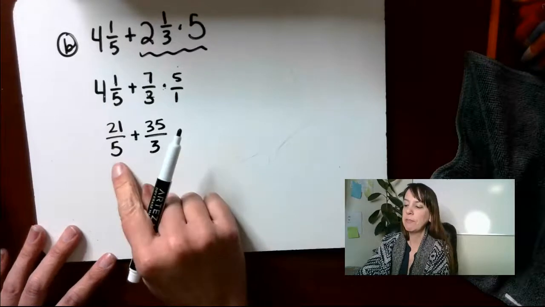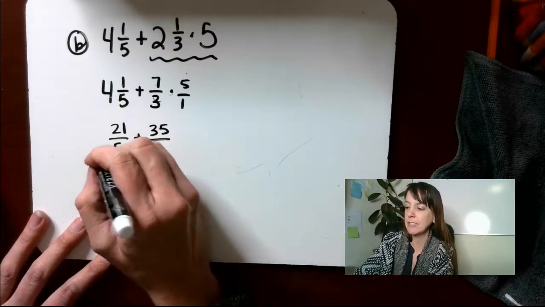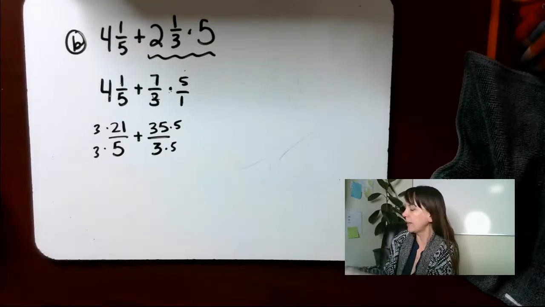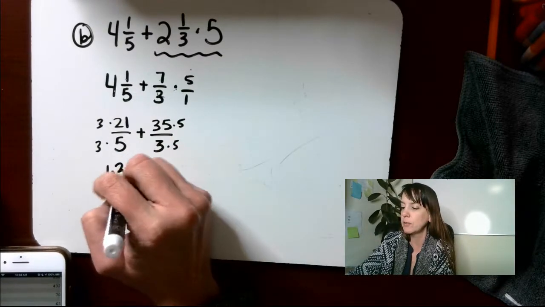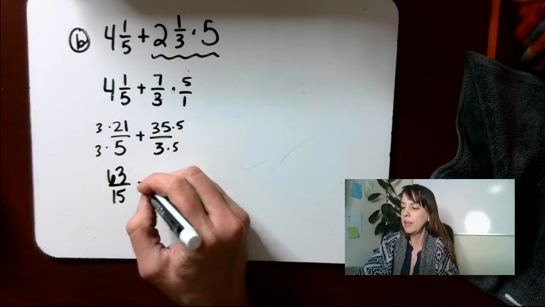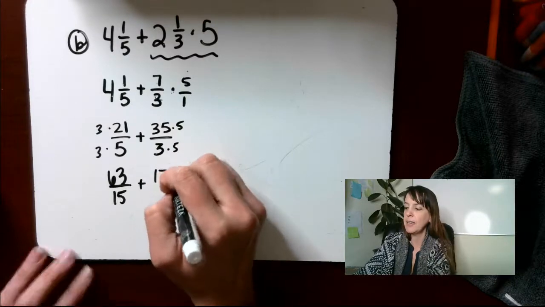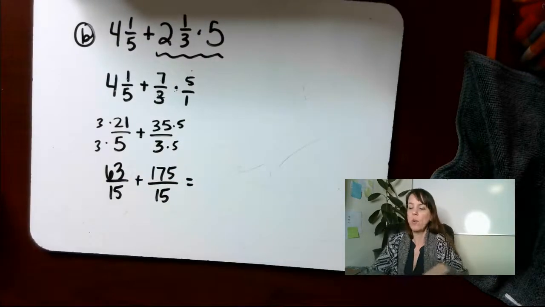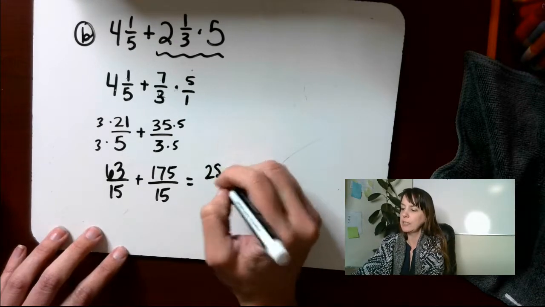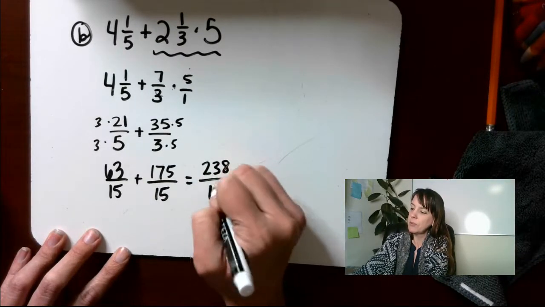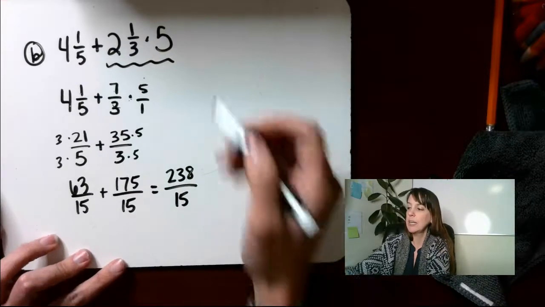35 over 3. Now 5 and 3, I need a common denominator, which is going to be 15. So multiply that by 3, multiply that by 3, this by 5, this by 5. So I end up with 21 times 3, I don't know why I just did that on my calculator, 63 over 15, okay, plus 35 times 5 gives me 175 over 15 equals 175 plus 63 gives me 230, let's try that again, 238 over 15.